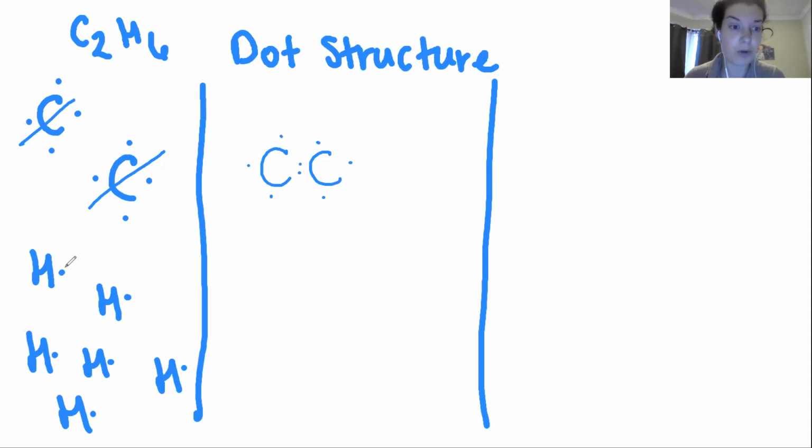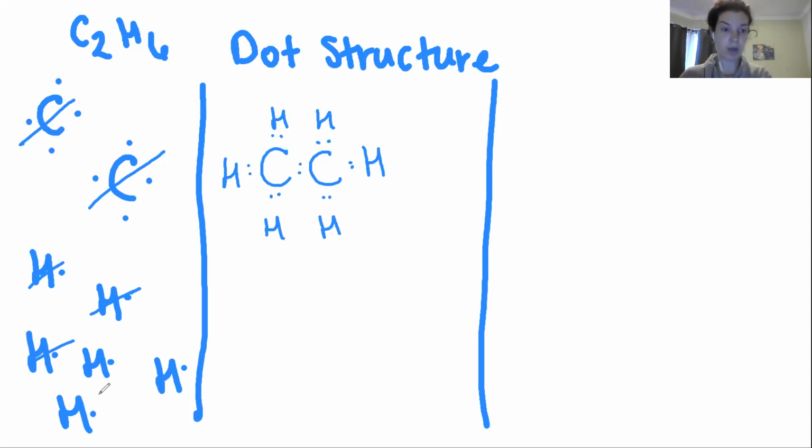I'm just going to go through, and for every empty spot on a carbon, for every single electron, I'm going to fill in a hydrogen. So there's 1, 2, 3, 1, 2, 3, 4, 5, 6, 4, 5, 6. Nice. There we go. Have I used up all of my atoms? 2 carbons, 6 hydrogens.